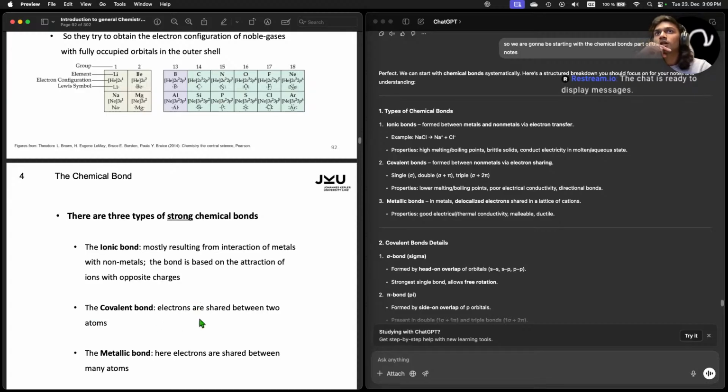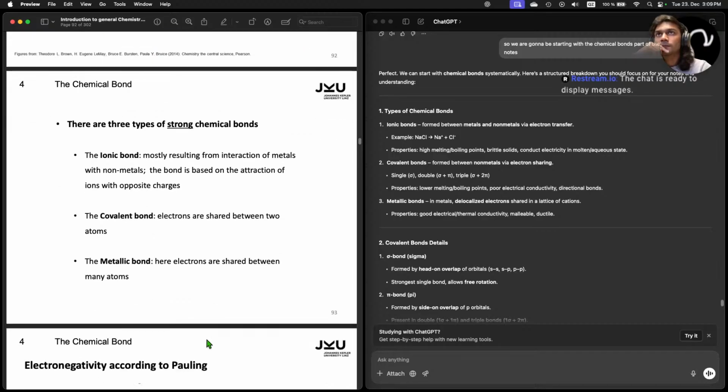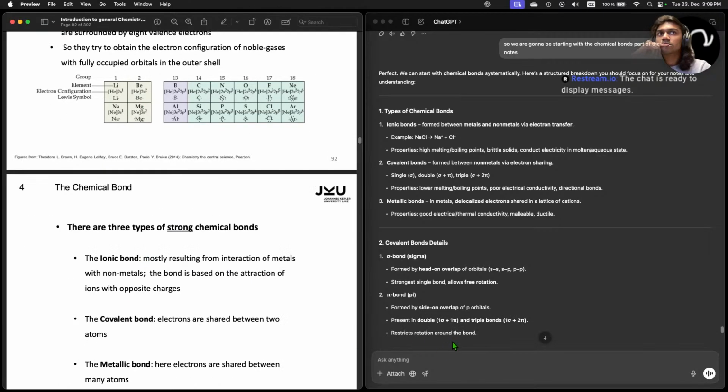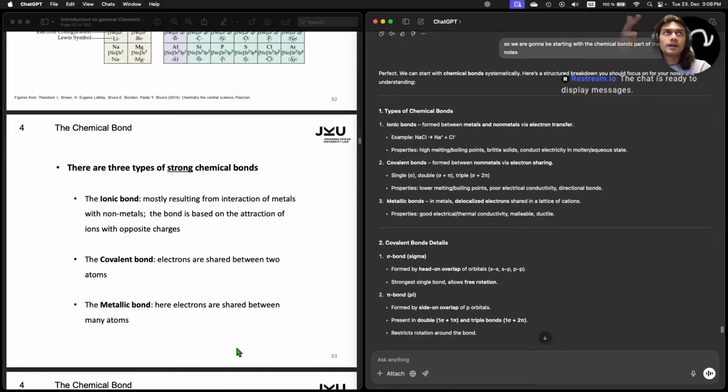Covalent bond, electrons are shared between two atoms. Metallic bond, electrons are shared between many atoms. Ionic bond, interaction of metals and nonmetals. Covalent bond, electrons are shared between two atoms. Metallic bond, electrons are shared between multiple atoms. Many atoms, yeah, multiple, many.